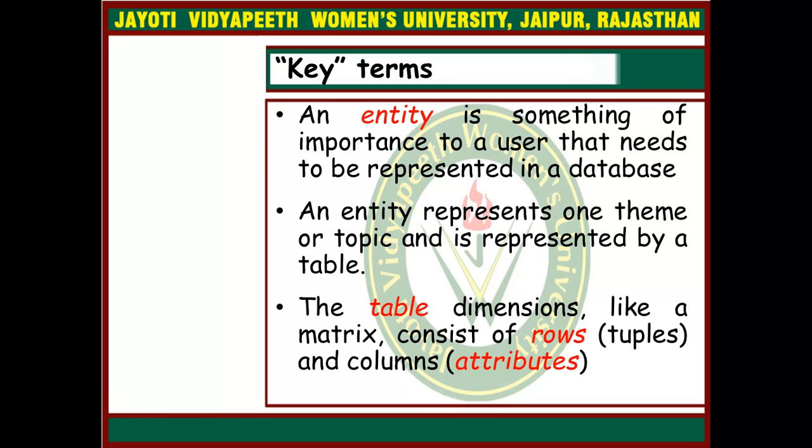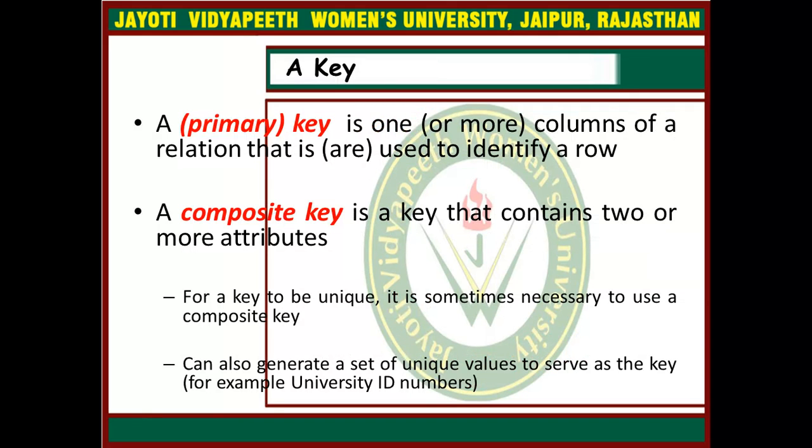So the table is like a matrix which consists of rows, which are called tuples, and the columns, which mean attributes. The next is the key. You should learn in the database keys like primary key, composite key, foreign key, etc. First of all, I would like to tell you about the primary key. As the name itself means, primary key means unique.